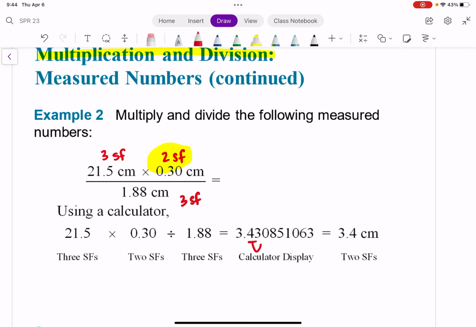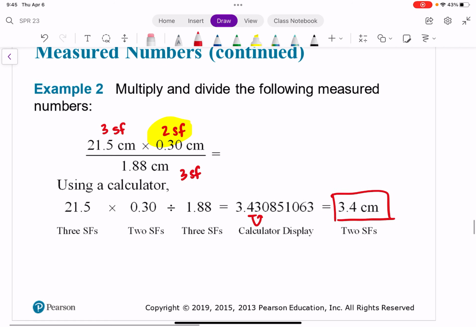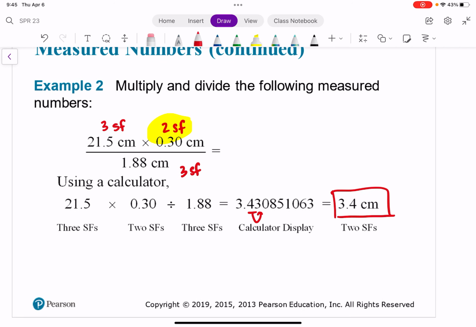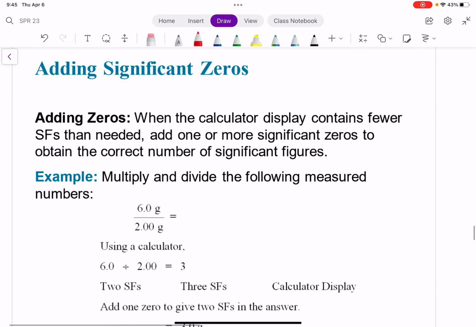So we look next door. That one is the number 3, which is lower than 5, so we leave the number as 3.4, and that's our final answer. And then you always have your units there. Okay, and I would just double check. We got 2 sig figs at the end. 2 sig figs is our lowest number of sig figs.